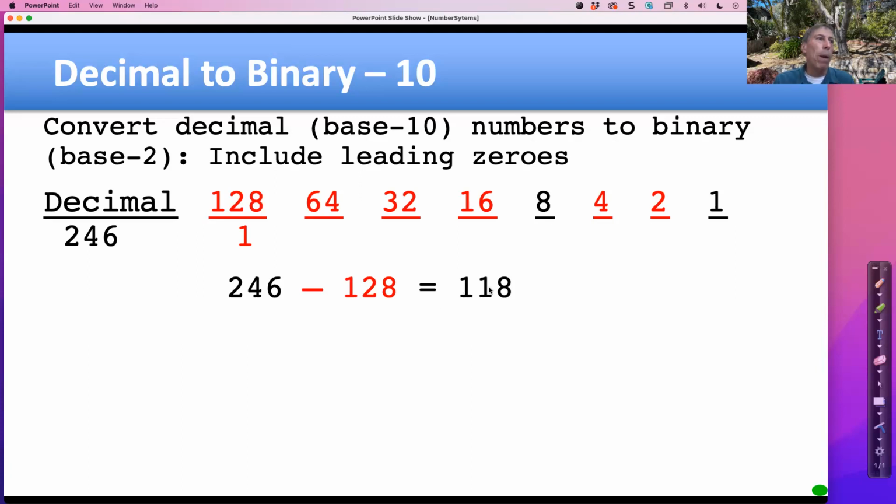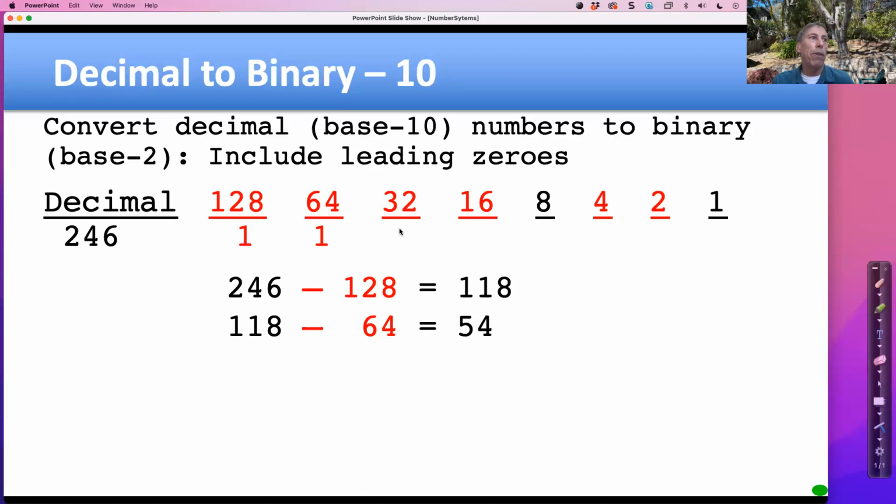All right, now we got 118 left. Forget this number over here. We're looking at this number here. 118. We're going to give you a $64 bill? Yes, because I still owe you $118. So we're not done yet. So I give you a $64 bill. I'm going to subtract that from what I owed you after I gave you the $128 bill. So 118 minus the $64 I give you, I still owe you $54.